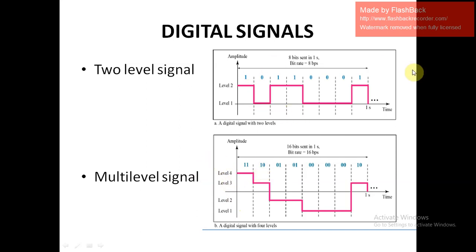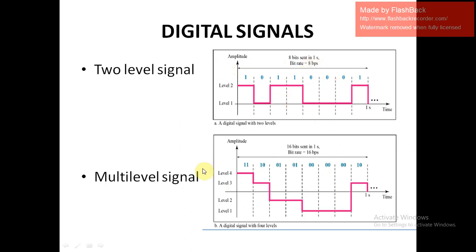So in this binary case, you have the bits per second unit. In 1 second, you can see how many bits: 1 2 3 4 5 6 7 8. So in 1 second duration you have transmitted 8 bits, so that's why 8 bits per second is the bit rate.